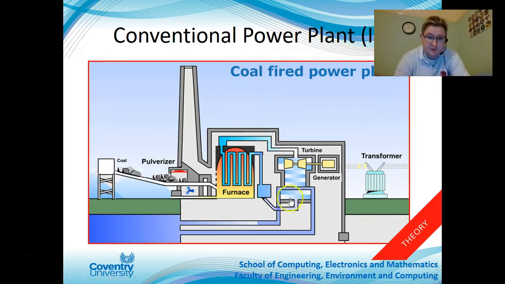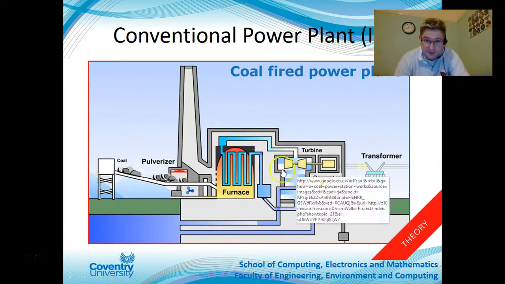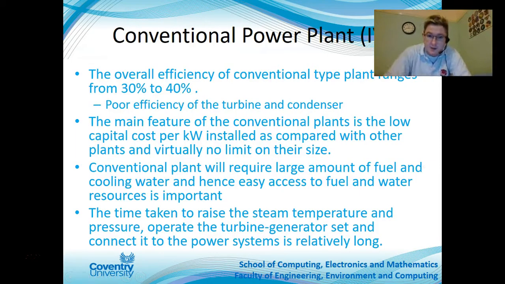So it's gone into the pulverizer, and then goes into the furnace where it's burnt. You can see here's the heat exchanger. Then it flows through into the turbine, which turns the generator, which then makes electricity. So that's a standard coal-fired plant, which is about 30 to 40% efficient. It's poor efficiency because of the turbine and the condenser.